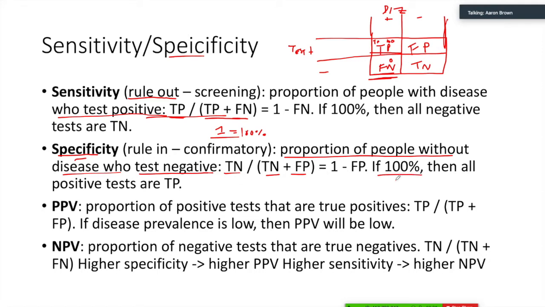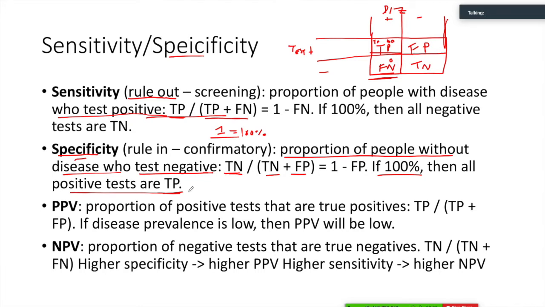if 100% all of the positive tests are true positive. Okay? So a test that's very good at detecting our true negatives, that means that if the test is positive, it truly is a positive, right? Because if it was negative, we know, we can trust that this test, if we give a patient this test and it comes up negative, we can trust that because it has a high specificity, okay?